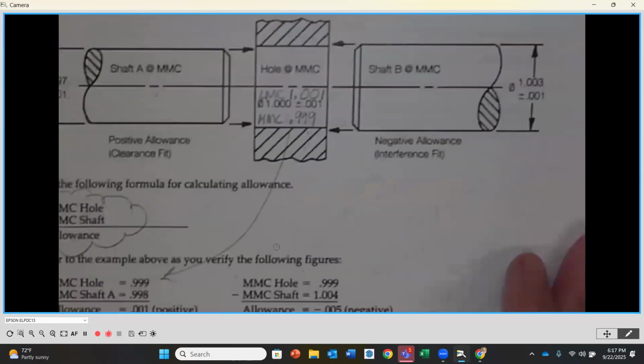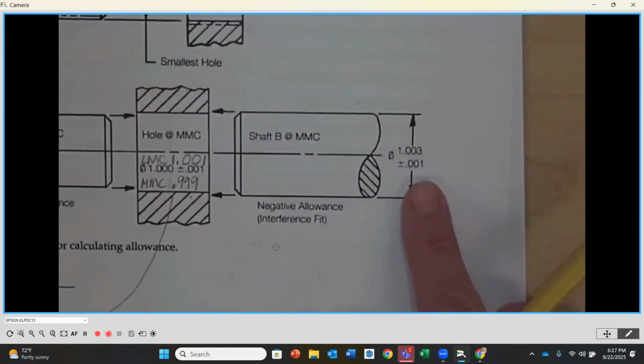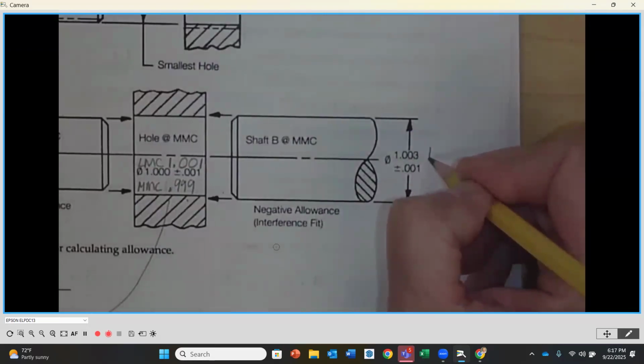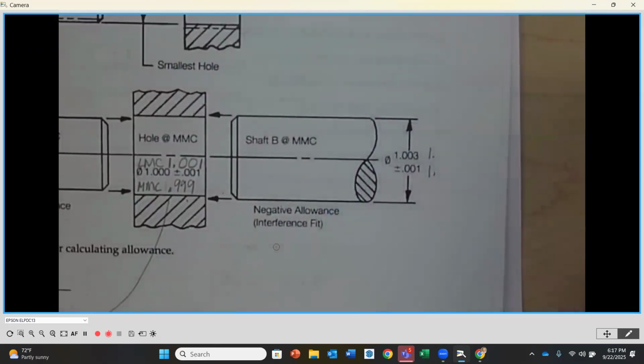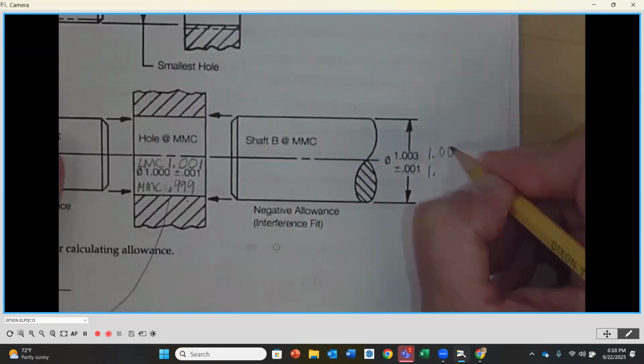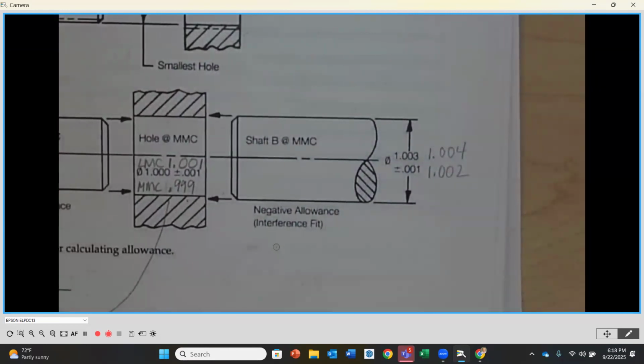Let's go over to the right. I want you to write out the limits for our shaft on the right-hand side. Did you get the same as me? 1.004 on the high side, 1.002 on the low side.